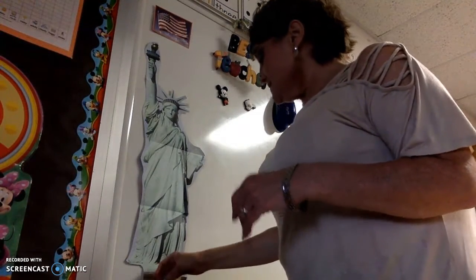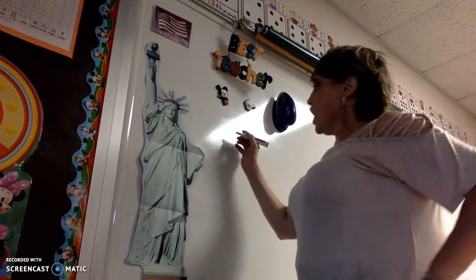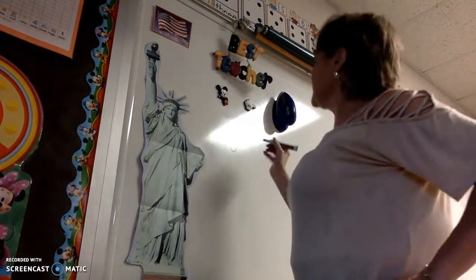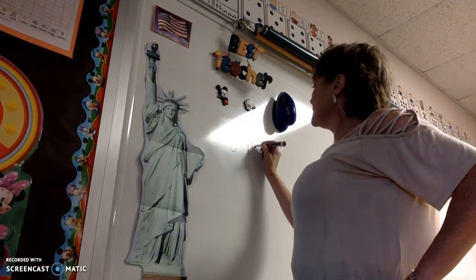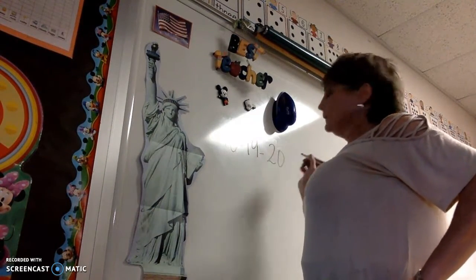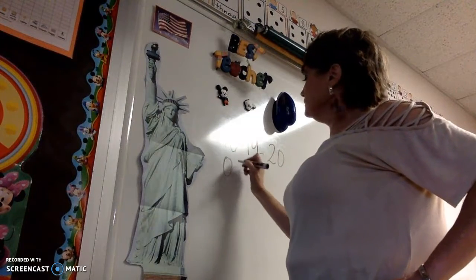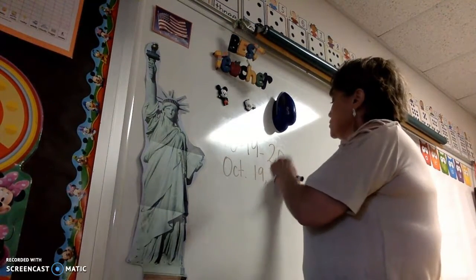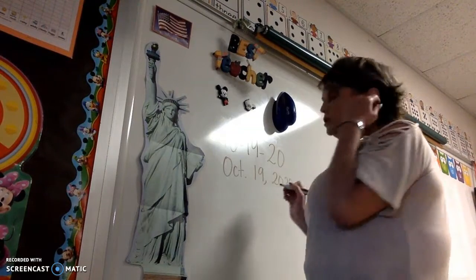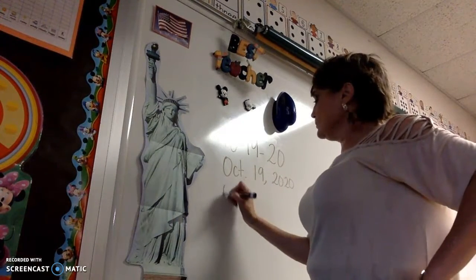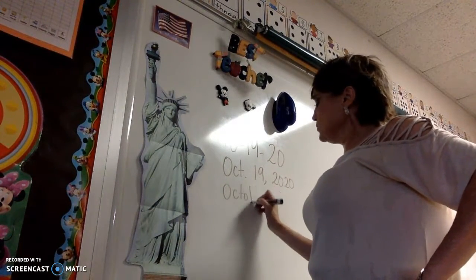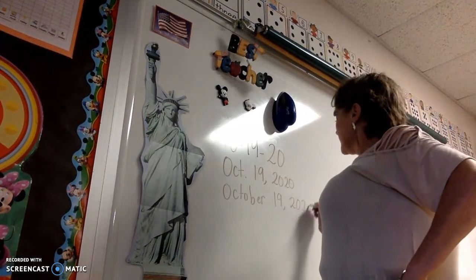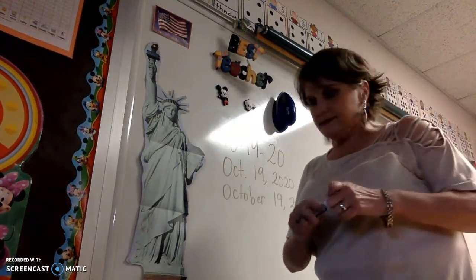Okay, friends, it is time to write the date. October is the 10th month, and it is the 19th, so it's October the 19th, 20. Or we will abbreviate October. 2020. And you might have a little bit of a glare, and if so, I am so sorry. Okay, that is how we write the date.